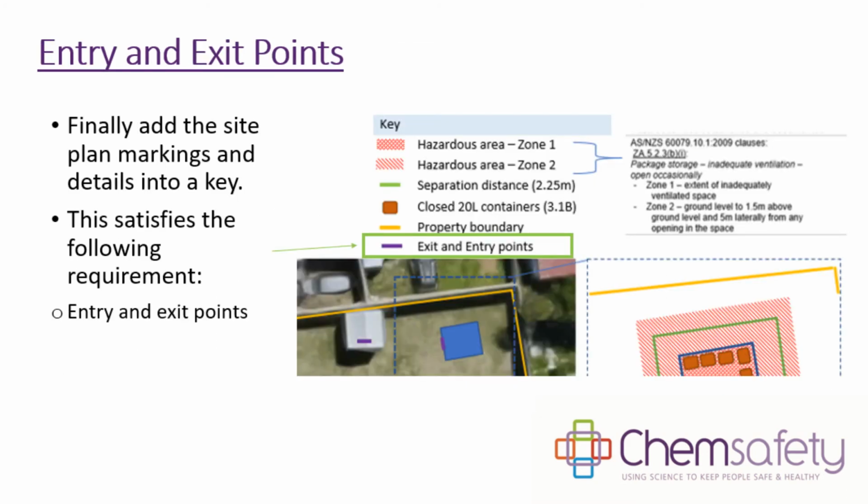Now finally, we'll look at the entry and exit points for a site. You can add this in as little color-coded segments, which you overlay onto your image. From there, you'll want to create some sort of key to actually include this alongside all the other details that you've put in prior to this. This satisfies the following requirement of including entry and exit points for a site plan.